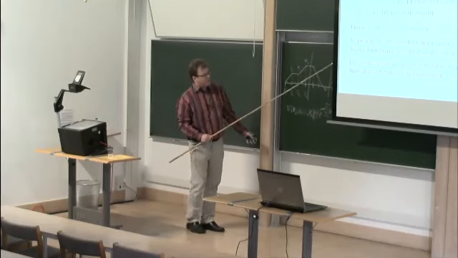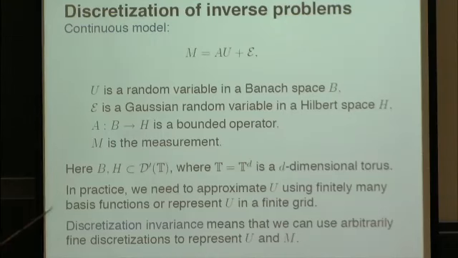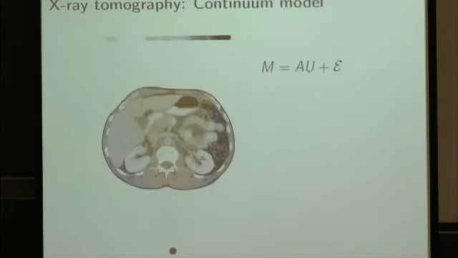And to have computational solutions, we need to discretize this problem. And we say that this kind of discretization is good, so we have discretization invariance, if we can use any kind of discretization of these objects, actually arbitrarily fine discretizations, and we have some convergence of solutions.